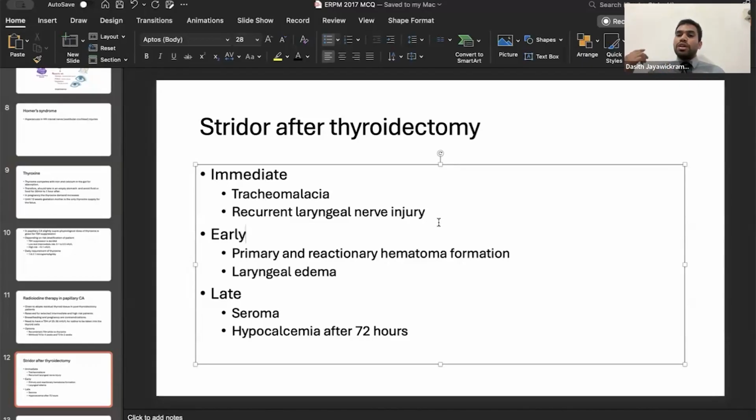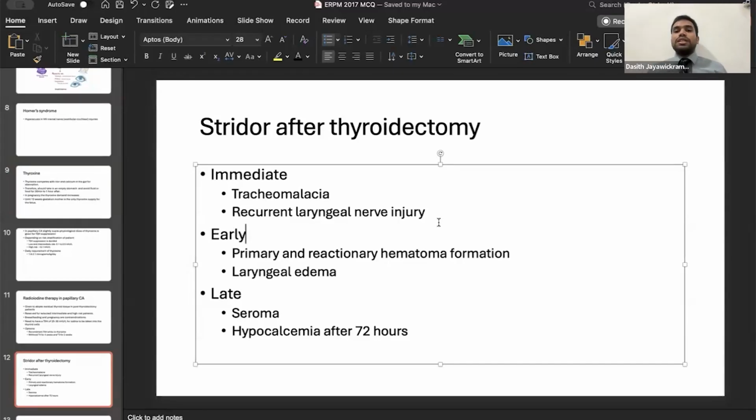As soon as you take off the endotracheal tube, what happens? It closes off, and the patient goes into respiratory distress. So that is also a cause for immediate stridor after thyroidectomy. This is usually noticed in the theater, not in the ward. Okay. So what will you notice in the ward?